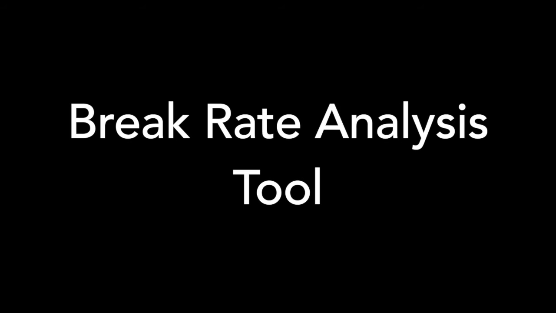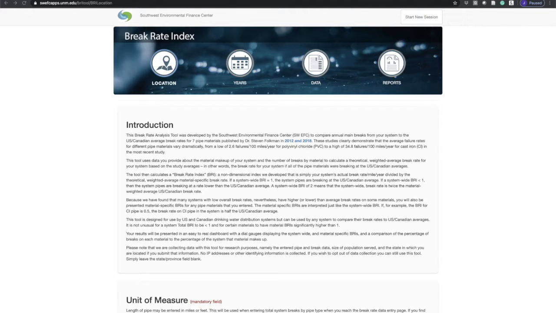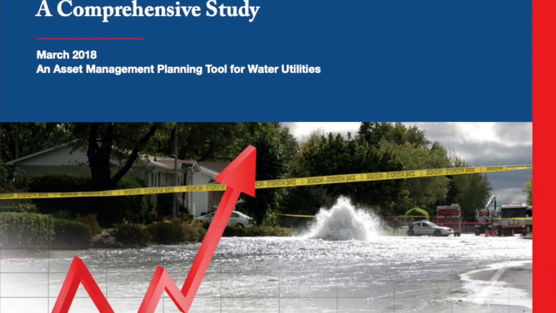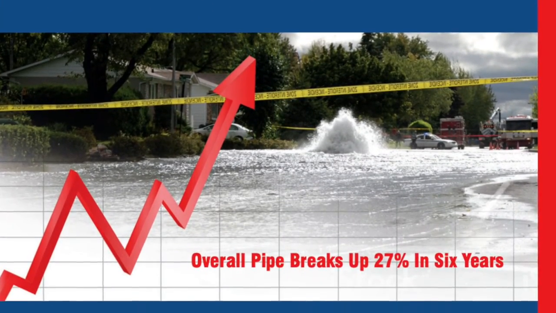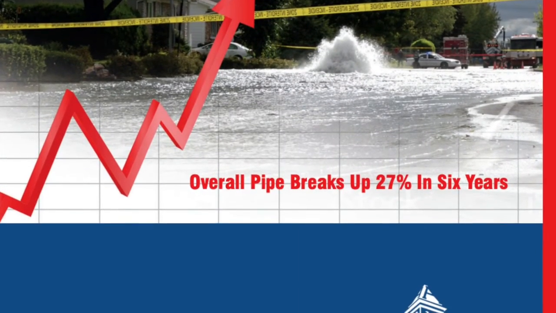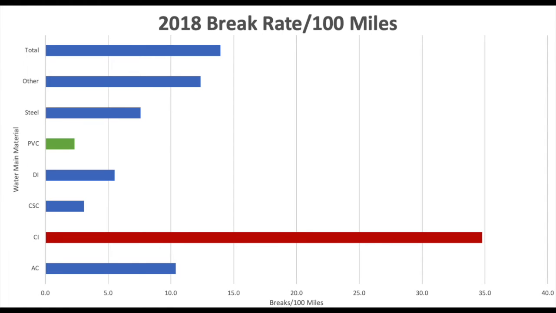This break rate analysis tool was developed by the Southwest Environmental Finance Center to compare annual main breaks from your system to the U.S. and Canadian average break rates for 7 different pipe materials, as published by Dr. Stephen Folkman in 2012 and 2018. Dr. Folkman's studies clearly demonstrate that the average failure rates for different pipe materials vary dramatically.